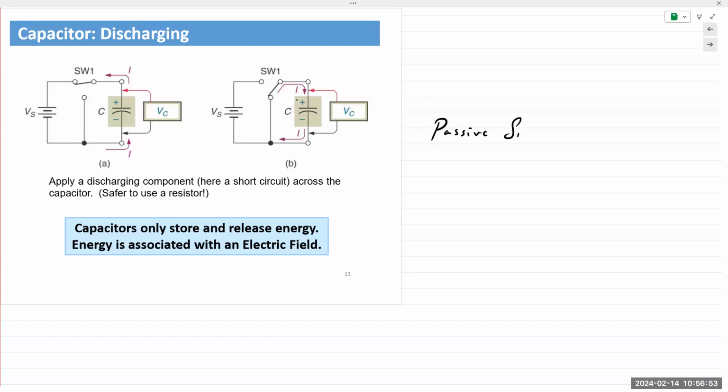It follows the passive sign convention, or the passive reference configuration, meaning current will always flow from high to low, from plus to minus. Okay. If you're given the voltage polarity for a capacitor, then the current direction should always go from plus to minus. If you're given the current direction for a capacitor, then the point of entry is always plus and the point of exit is minus. Same thing as a resistor, same thing for an inductor.